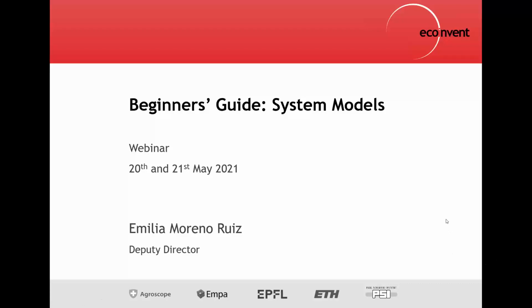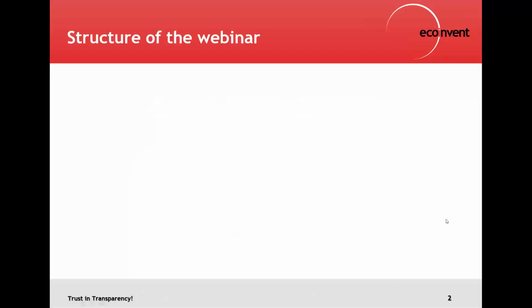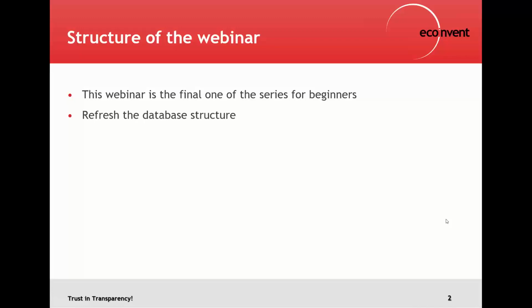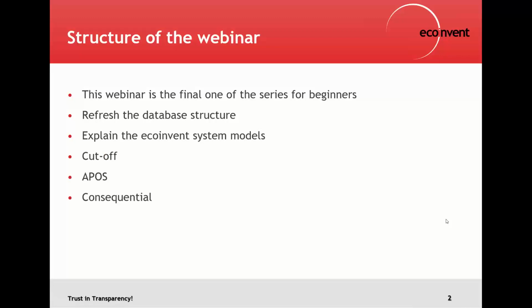So just to start with a bit the structure of the webinar. This webinar is the final one in this series for beginners. I will be referring to the previous ones. Of course, there's no obligation for you to have attended those, but this builds a bit on the information that was given in those. The idea today is to refresh quickly in the beginning the database structure and then dive into the ecoinvent system models, first a bit in general and then diving a bit into the different system models, cutoff, APOS, and consequential.